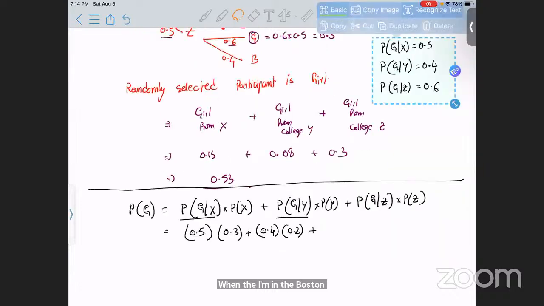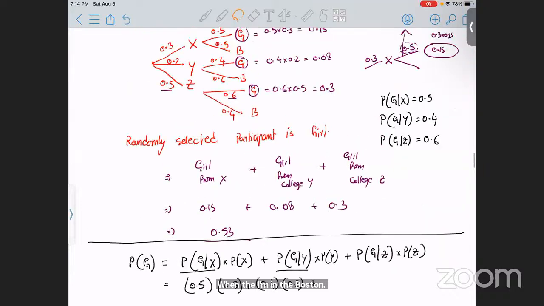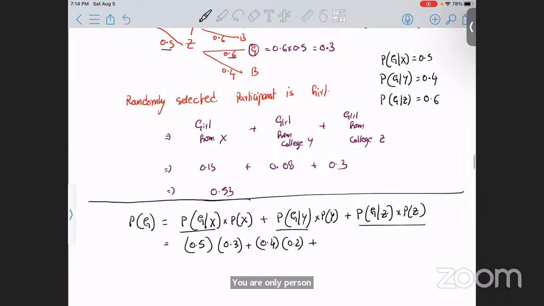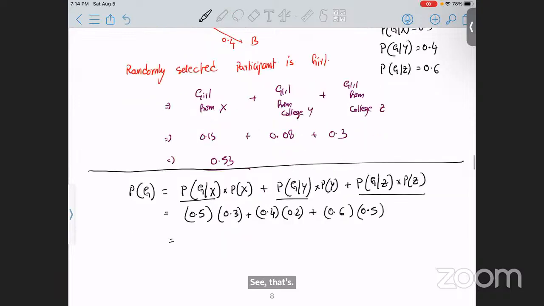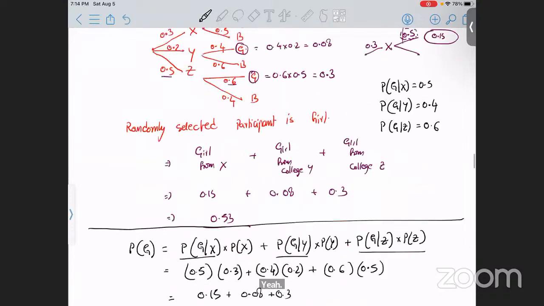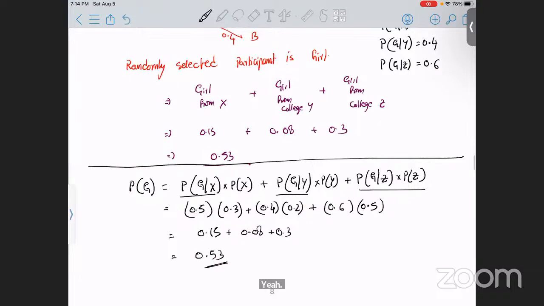You are audible, sir. Yeah, what is the last thing? Just tell me the multiplication. 0.6 multiplied by 0.5. You'll get the same thing: 0.15 plus 0.08 plus 0.3, which is 0.53. Someone is asking about it: this formula is from the law of total probability. Yeah, law of total probability.